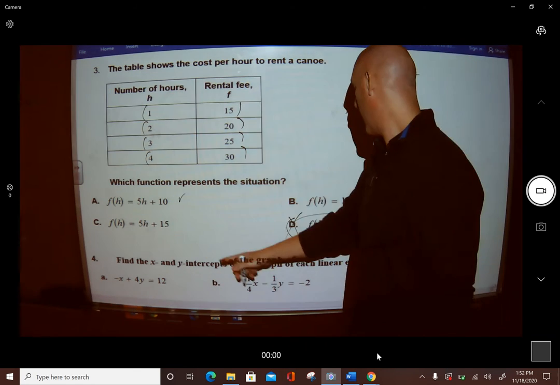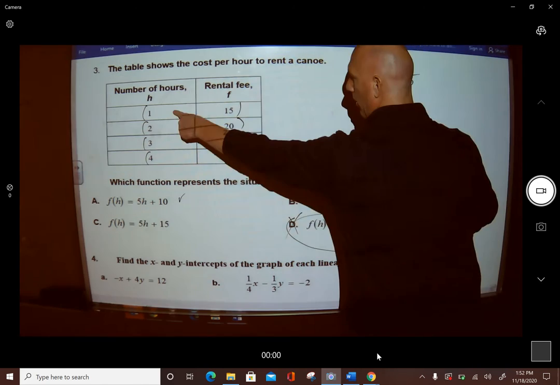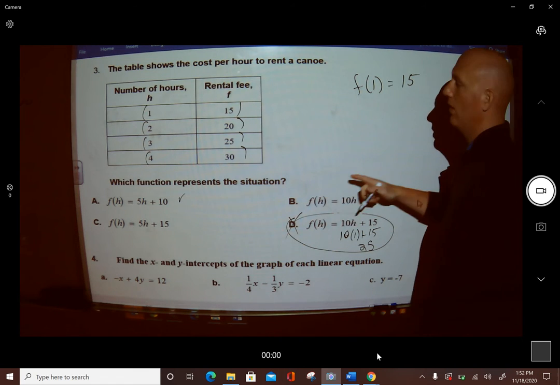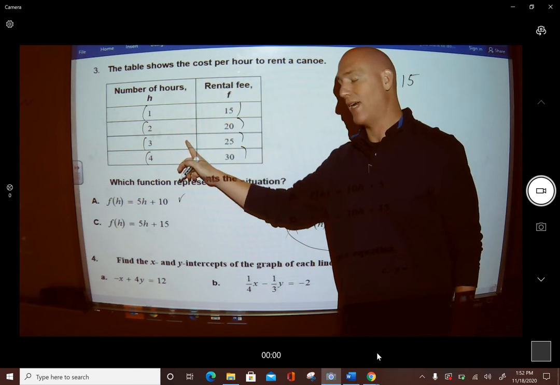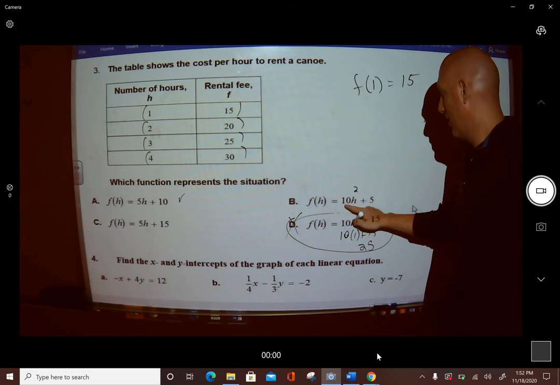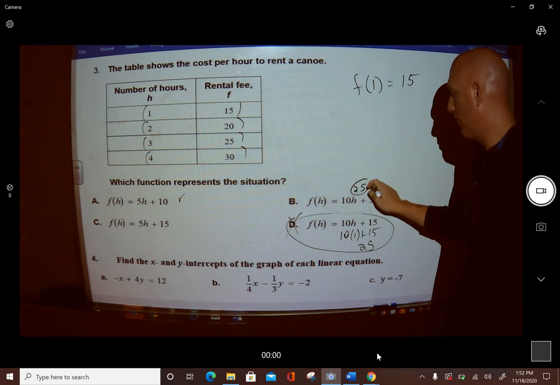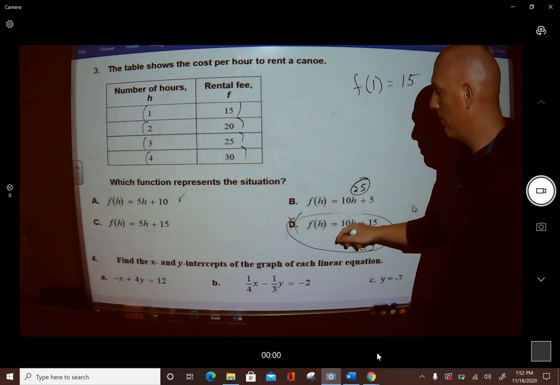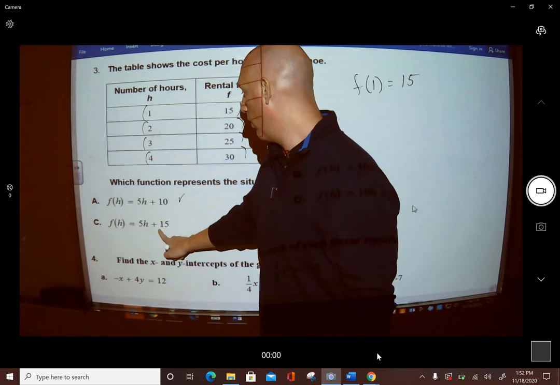When I look at this one, you've got to be careful the whole way through, because when I plug in 1, 10 times 1 is 10, plus 5 is 15. It appears like this one's going to work. But watch when I check out the rest of them. 2, 20. 10 times 2 is 20, plus 5 is 25. When I plug in 2, I do not get out 25. This one doesn't work.